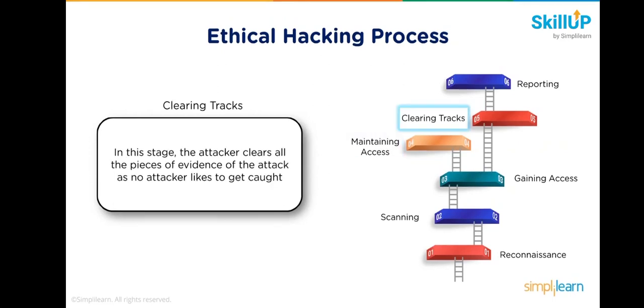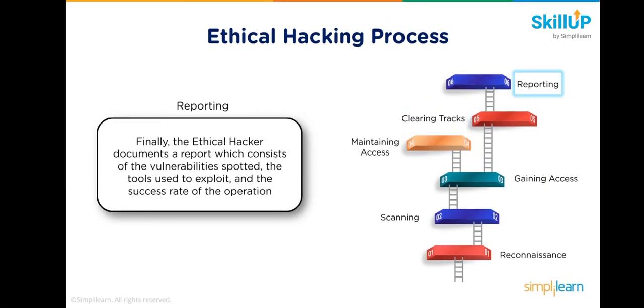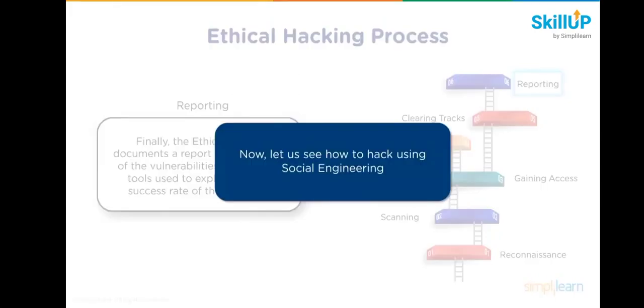You can craft your own scripts to create a Trojan and install it on the victim's machine. Once you have achieved that, clearing tracks is where you're going to clear all evidences of your activity so that you do not get caught or the victim doesn't even realize that they have been hacked. And once you're done with all of this, we are going to create reports that are going to be submitted to the management to help them understand the current security evaluation of their organization. So now let's see how we can hack using social engineering.